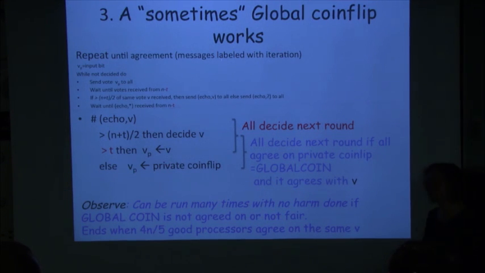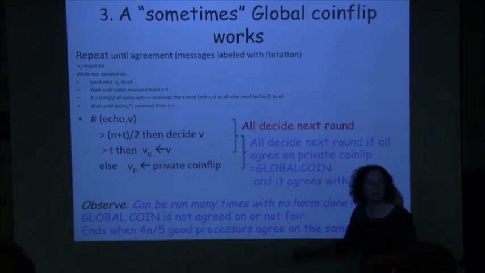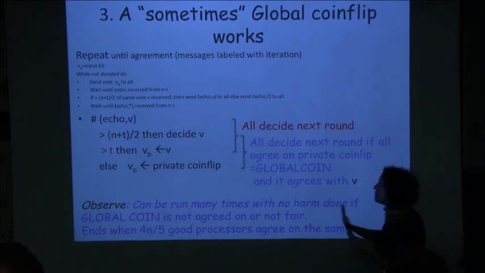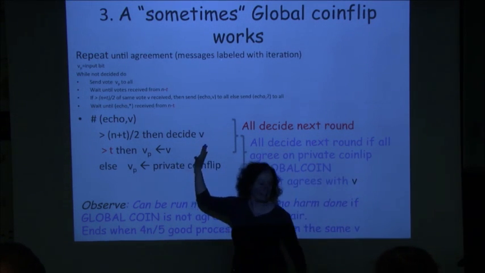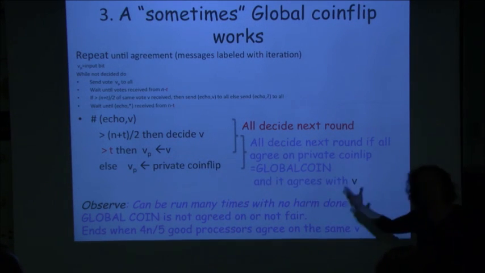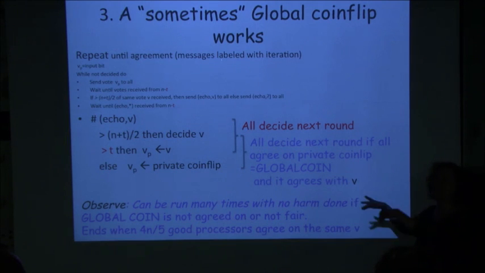So if everyone has different values, it's okay to output either a 0 or a 1. Right. But the point is to get agreement. So you can flip, yes. If everyone got either a 0 or a 1. Yeah, you're right. You're totally right. That's exactly right. If you start the algorithm with everyone having a 0, everyone will decide a 0.